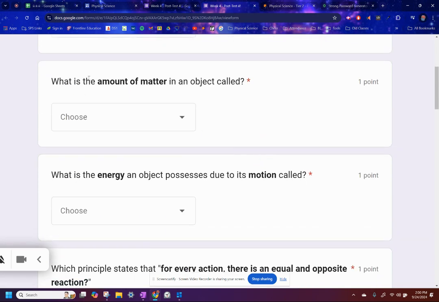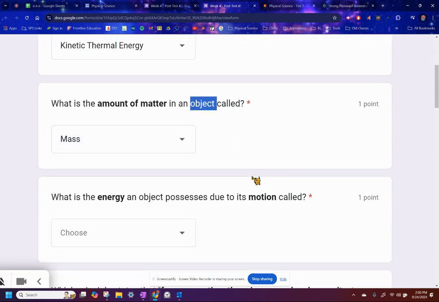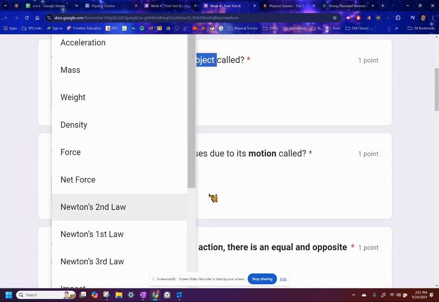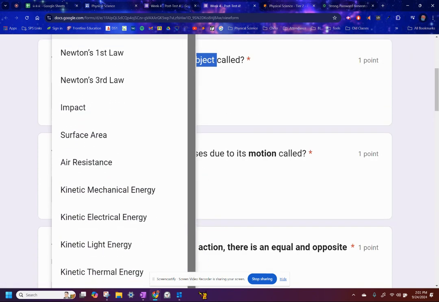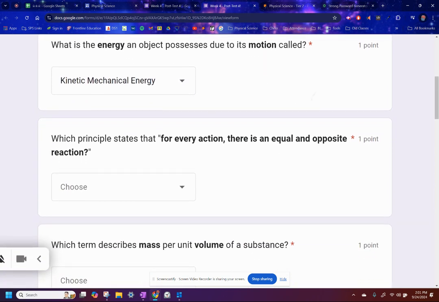What is the amount of matter in an object? That's going to be called mass. Amount of stuff inside of objects. What is the energy an object possesses due to its motion? This is going to be kinetic energy, probably kinetic mechanical. There we go. Energy due to motion, kinetic mechanical.